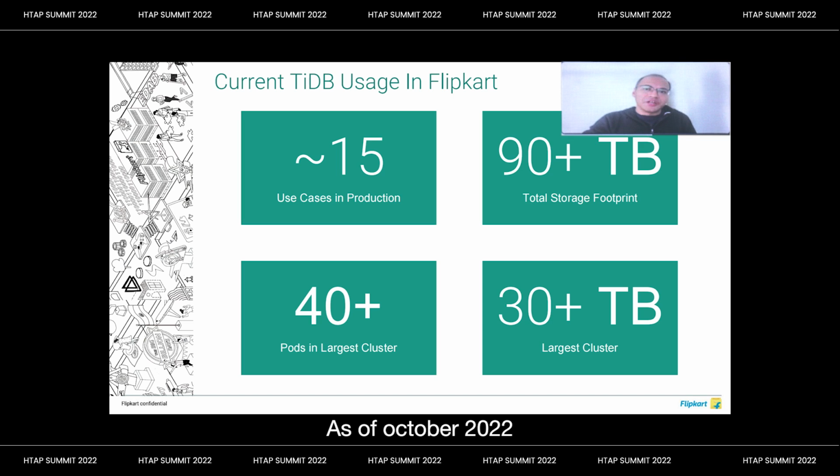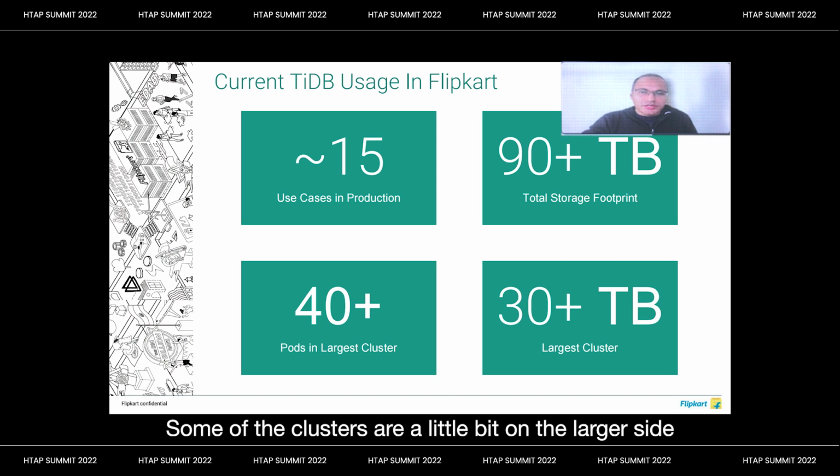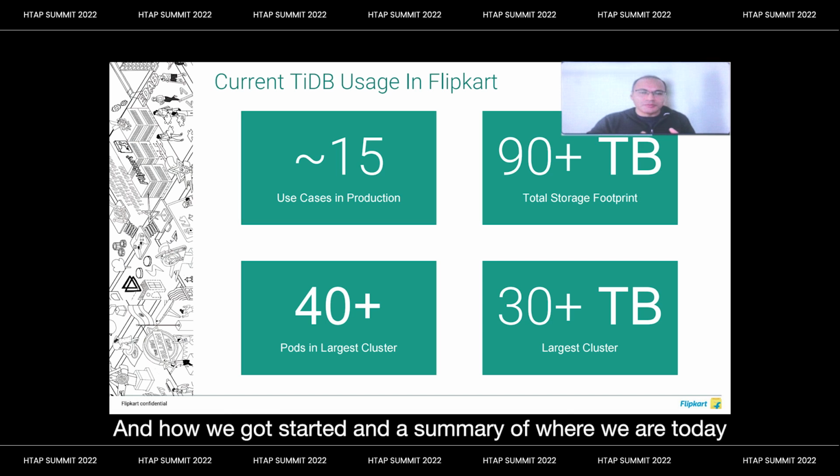As of October 2022, we have 15 use cases in production. Overall total storage footprint across these is more than 90 TB. Some of the clusters are a little bit on the larger side, like the largest cluster has 40 plus pods and about more than 30 TB of provisioned storage. So that hopefully gives you a high-level picture of what motivated us to look at TiDB and how we got started and a summary of where we are today.